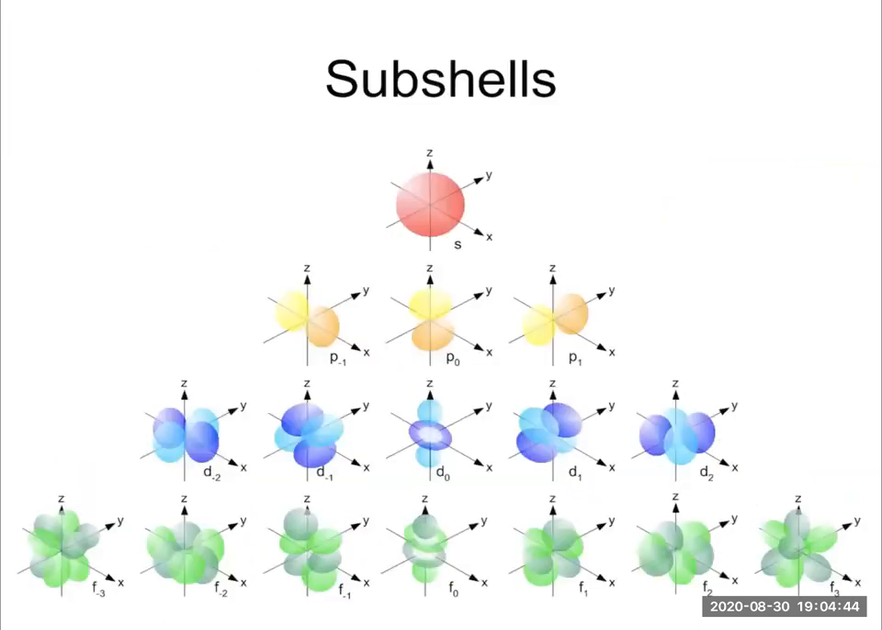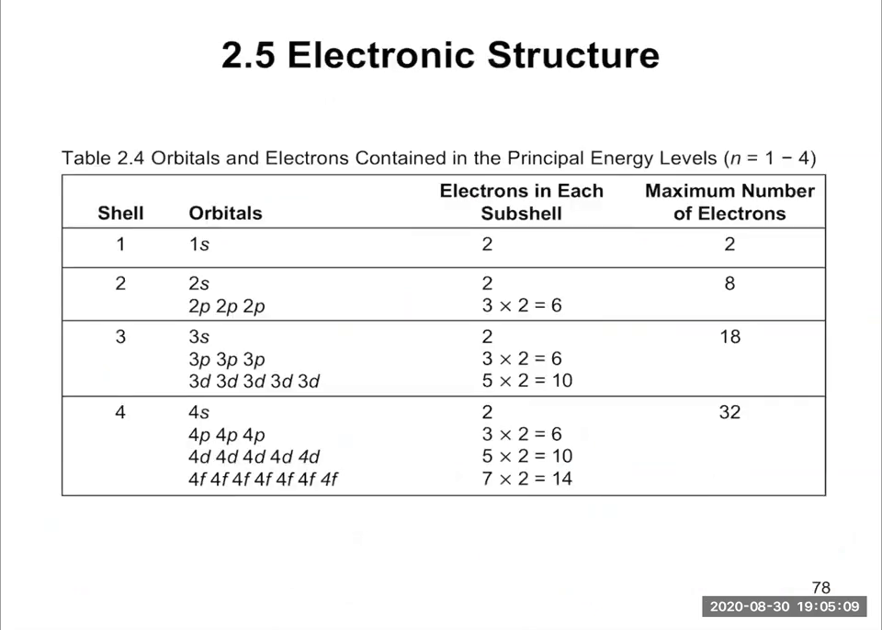This is how the shells look. You don't have to worry about drawing this, but notice here, in the s you only have 2 electrons. In the p, you have 1, 2, 3, 4, 5, 6. In the d, you hold 10, and in the f, you hold 14. Don't worry, no need to stress. You're not going to be drawing this. You just want to be familiar with how they look. This is the table that is very important.